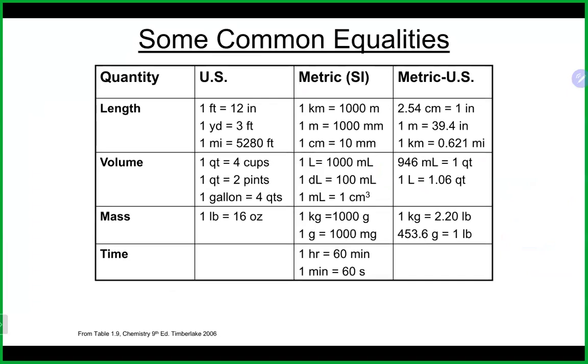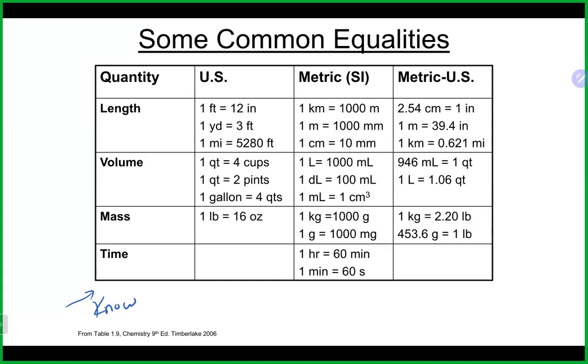So here's a table of some common equalities. And again, I would probably say know most of the ones that are on here, since they want you to know everything, apparently. This is really the two types of units that we talked about. There's the US units or the English units, which we use here. There's also the metric ones that everybody else uses. And then we have some metric to US conversions there in the last column.